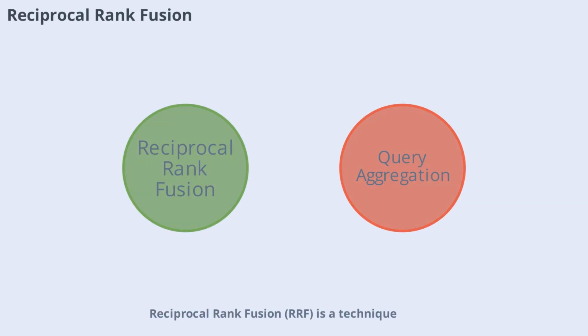Reciprocal rank fusion (RRF) is a technique for aggregating results from multiple query variants. By combining rankings, RRF selects the most relevant context chunks for the final response. This method improves retrieval accuracy, especially when dealing with ambiguous or multifaceted queries.